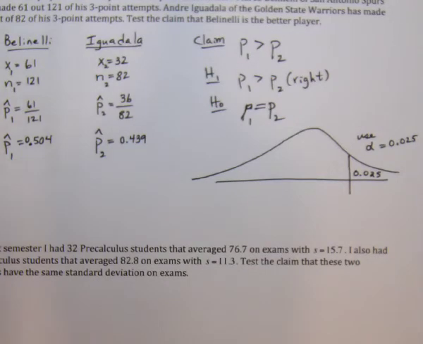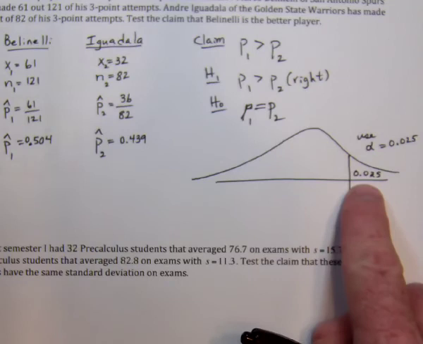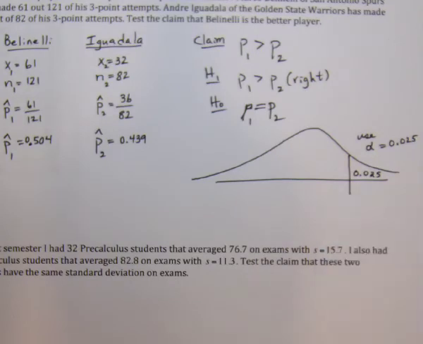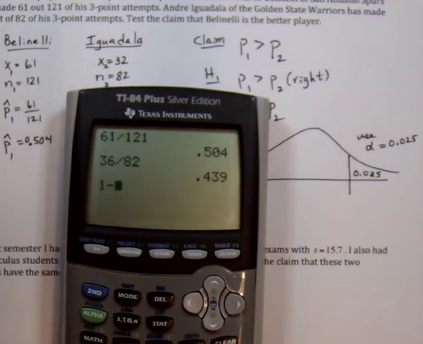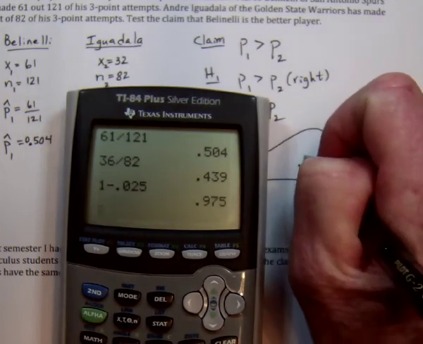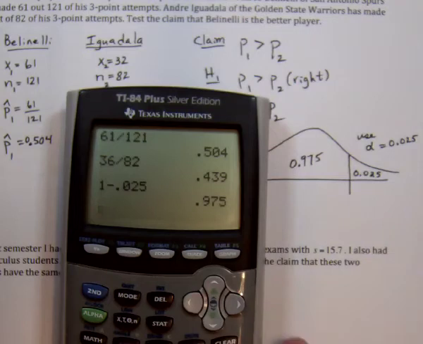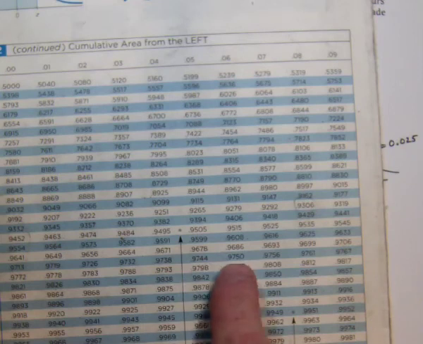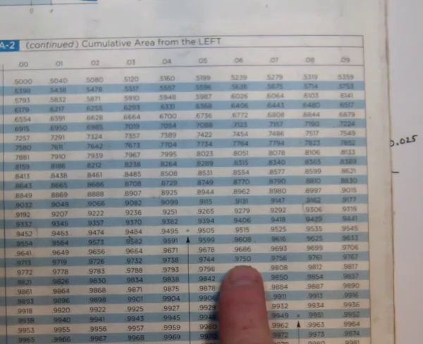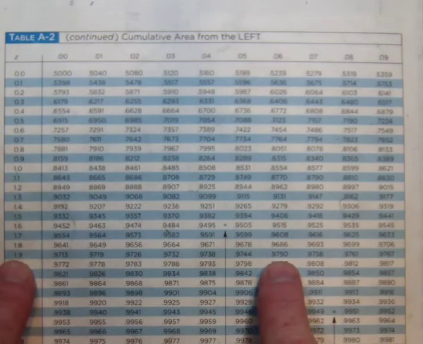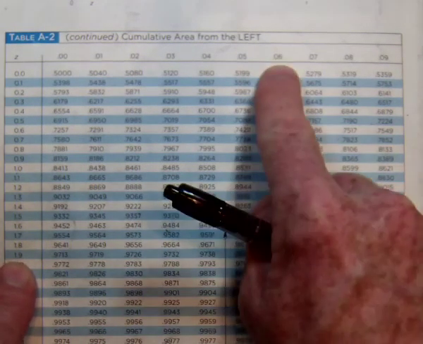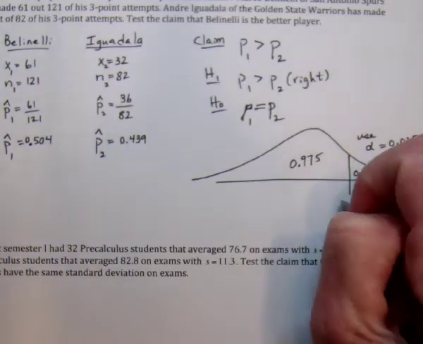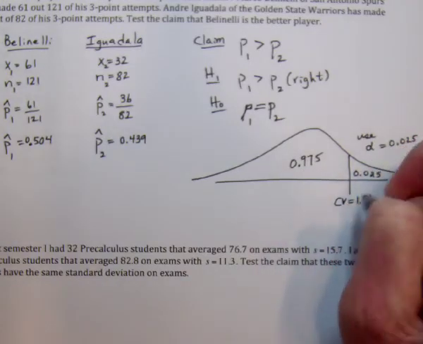All right, so if that's 0.025, and then we need the z-table. And if this side is 0.025, then the other side, 1 minus 0.025, is 0.975. So we need to look through the table and find what's closest to 0.975. And it happens to be right here. If you look over to the left, it's going to say 1.9. And then if you look up, it's the 6. So it's 1.96. So the critical value is 1.96.